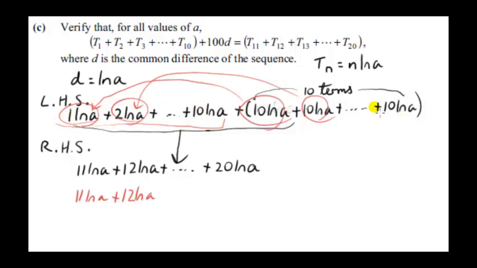And the final term is going to be 10 ln a plus 10 ln a, which gives us the final term on the right hand side. So that's a quick way to show, I suppose, that these two expressions are the same. Or you could simply just add up all the numbers and compare both sides.